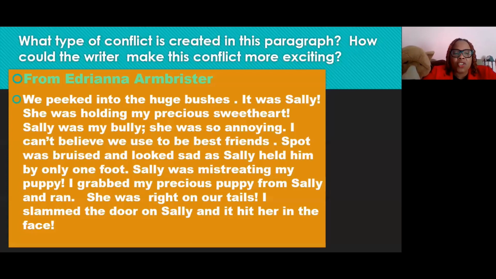So she was holding my precious sweetheart. Any description in there? Okay, the answers from the last question are coming in. Yes, Miana says yes, there are descriptions there. Sweetheart, precious. Very good. So she did a very good job in this sentence describing the puppy. And so we get an impression that the puppy is valuable. When you describe things, it really brings out the conflict.